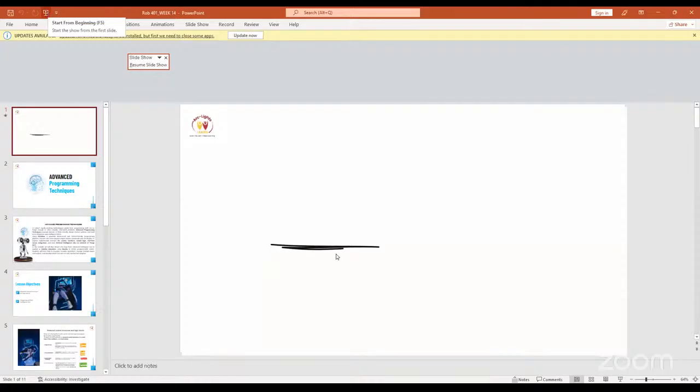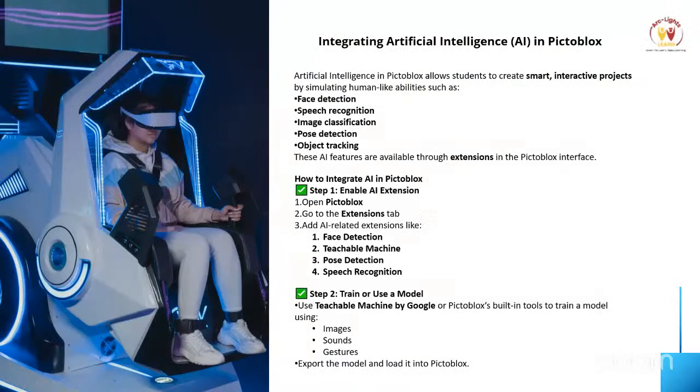So how do we do that? Add your AI extension. When you add the extension, pick whichever one you want: face detection, teachable machine, pose detection, and all that. Then what do you do next? Train or use a model. I would advise you to use Teachable Machine by Google or PictoBlocks built-in tools to train a model using images, sound, and gestures. For example, now we are going to look at how you can put up a line following program. Very, very simple. Let's progress to that.